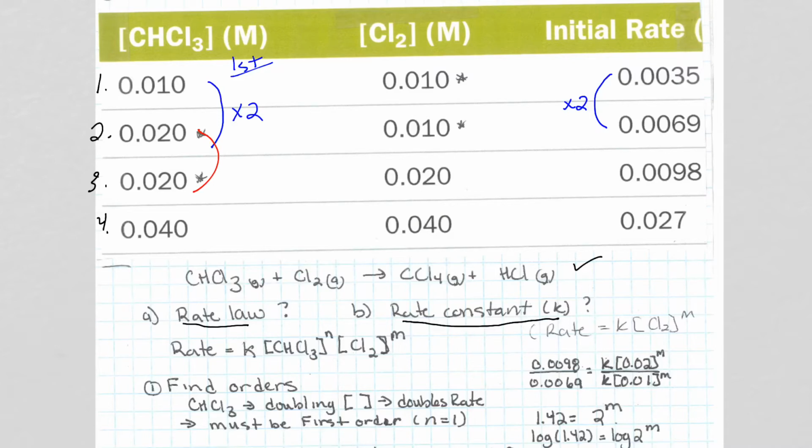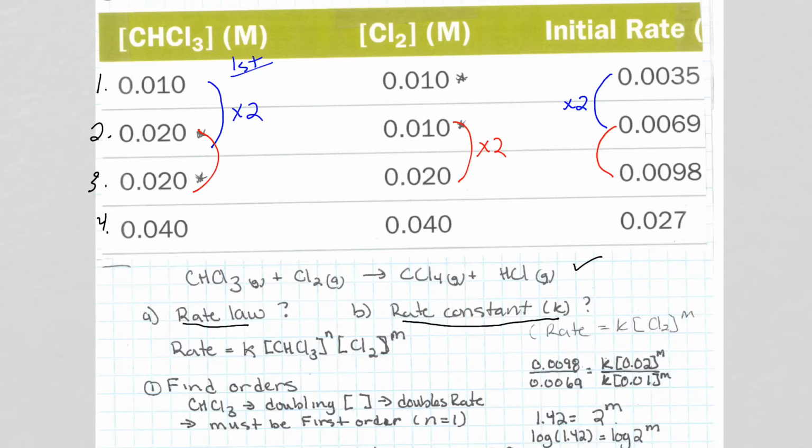So, all right, we've kept that constant. And so what did we do to the Cl2 concentration? Well, we doubled it here. So again, we're changing Cl2, leaving CHCl3 the same. So what was the response to the rate?